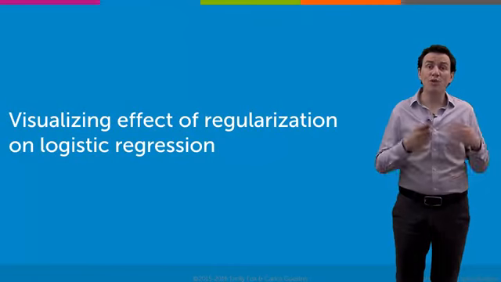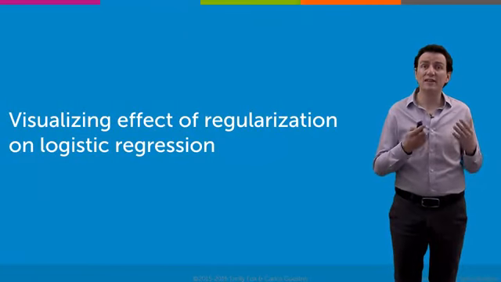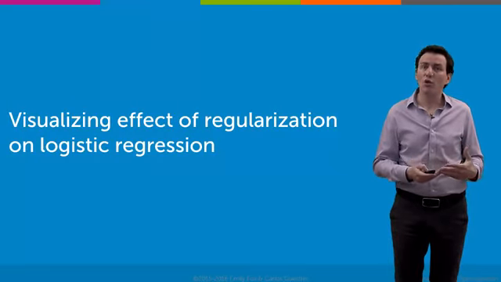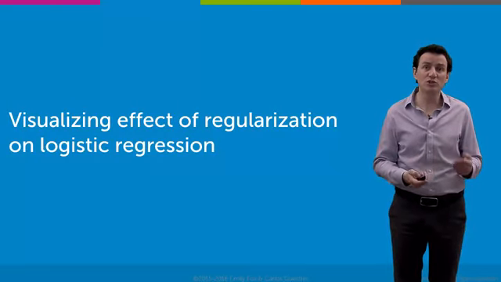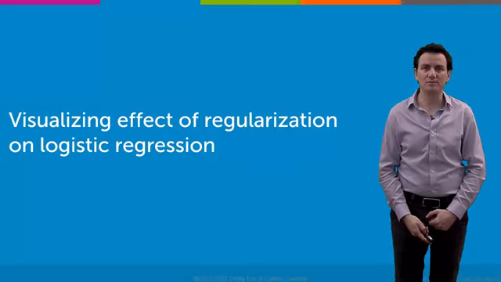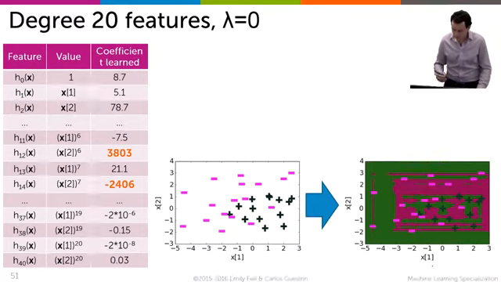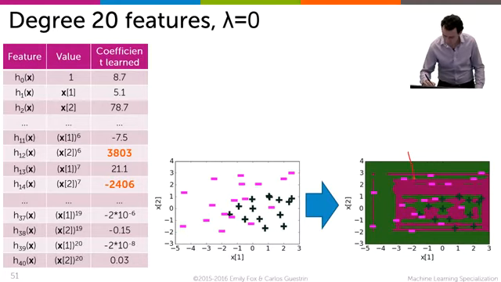Now that we've seen how regularization can play a role in the classification setting, let's observe in our toy data set what happens to decision boundaries as we introduce a regularization penalty. We're going to work with that degree 20 features. So fitting a logistic regression model with features of polynomial degree 20 led us to this technical term that I call the crazy decision boundary.